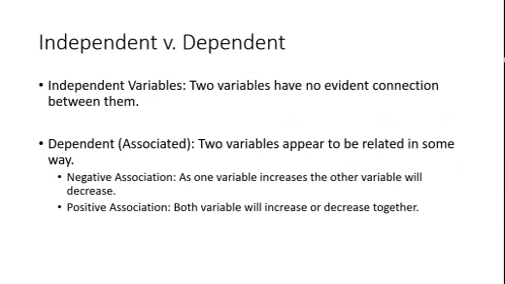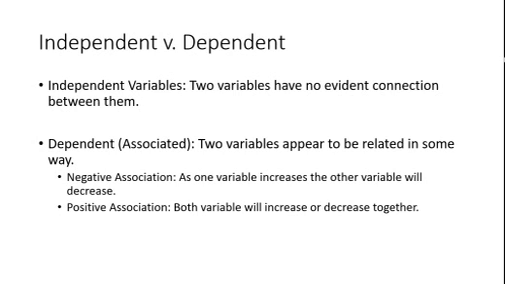Okay, independent and dependent variables. Independent variables are variables that have no connection between them. For example, somebody's height and what hand they write with. Those are independent. There's not a relationship. Taller people aren't more likely to be left-handed or right-handed. There's no connection. Those would be independent variables.